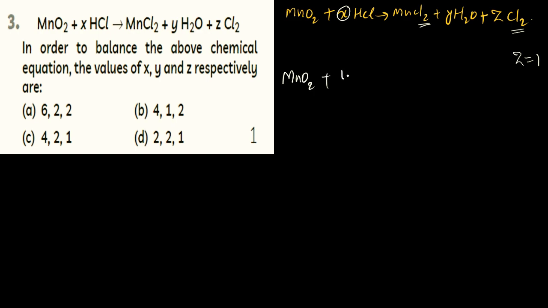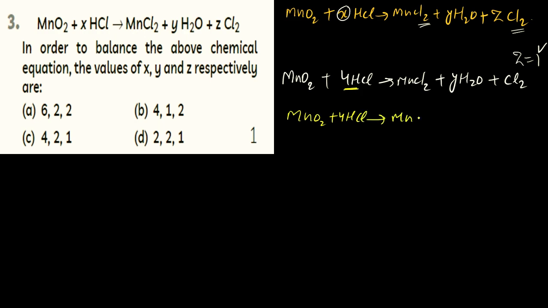MnO2 plus 4 times HCl gives us MnCl2 plus, we haven't put any value for Y, it's as it is till now, plus Cl2 only because we assumed Z is equal to 1. We started with balancing chlorine only. Now look at this, hydrogen is 4 atoms, so hydrogen must be 4 atoms on the product side as well. For that, we write it as twice H2O plus Cl2. So we got all the values.